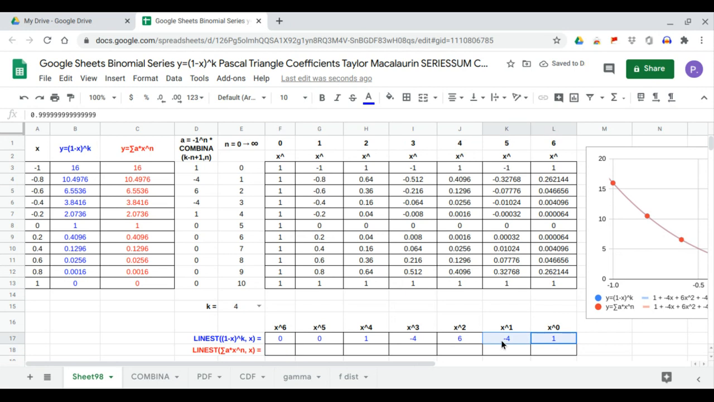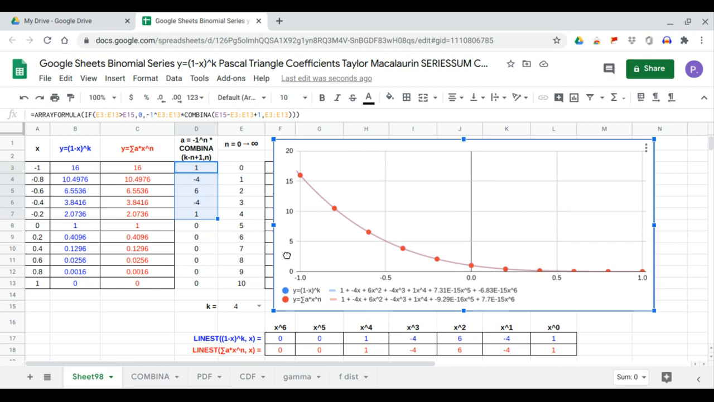And this regression coefficient matches our expansion coefficient. LINEST data y and data x. Our regression coefficient matches our expansion coefficient.